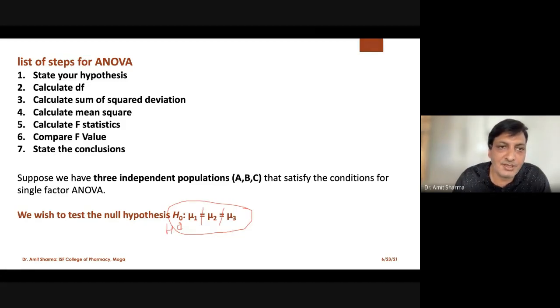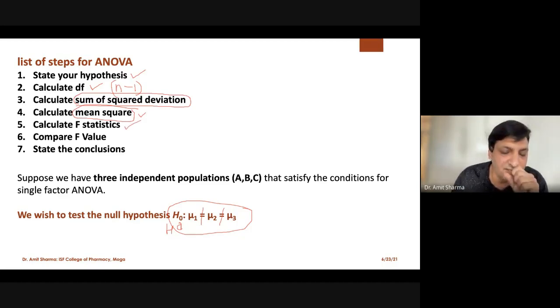Clear? So once you have stated the hypothesis, the second step is to calculate the degree of freedom. As I told you in the last class, the formula for the degree of freedom for ANOVA is n minus 1. Once you calculate the degree of freedom, you can come to step number 3. You have to calculate the sum of squared deviation. We will find out how to calculate it. After that, you have to calculate the mean sum of squares. And once you have calculated the mean sum of squares, you can calculate the F statistic.